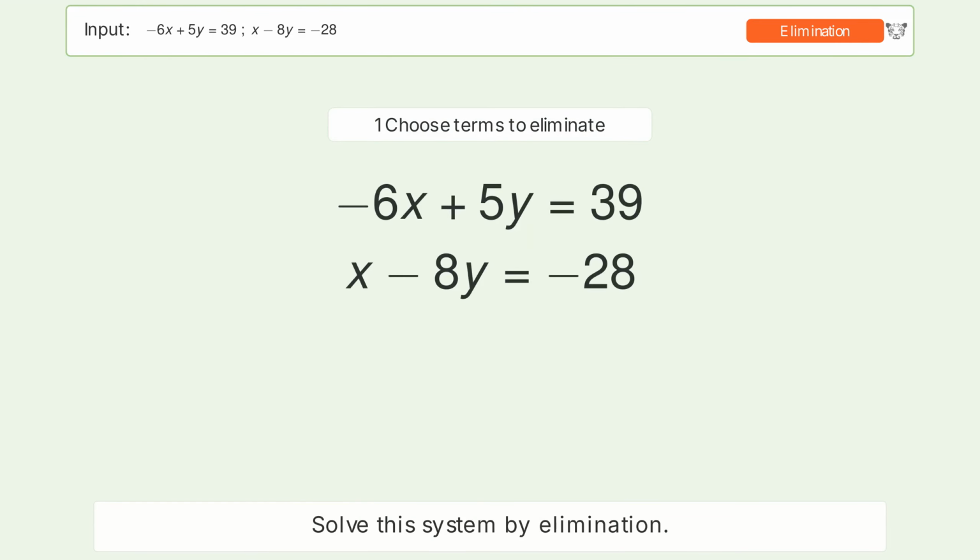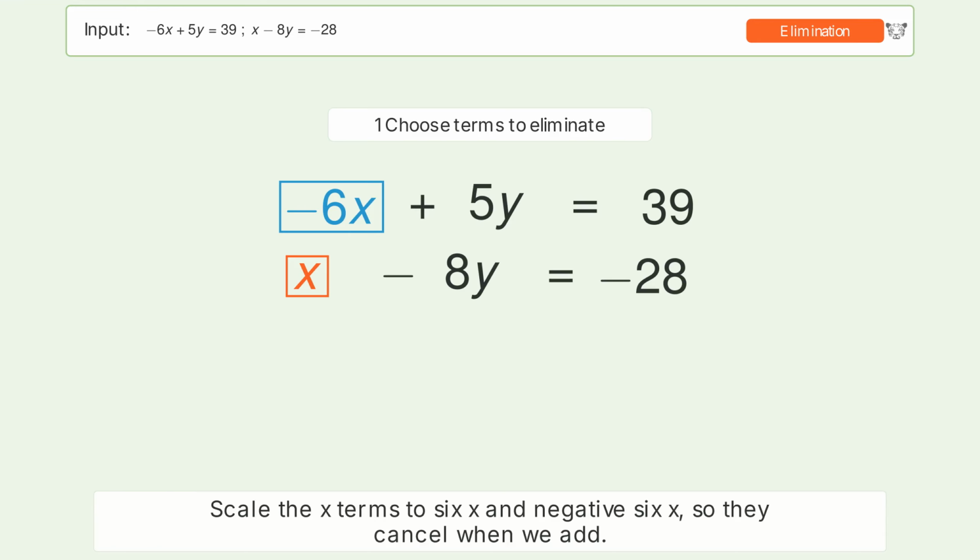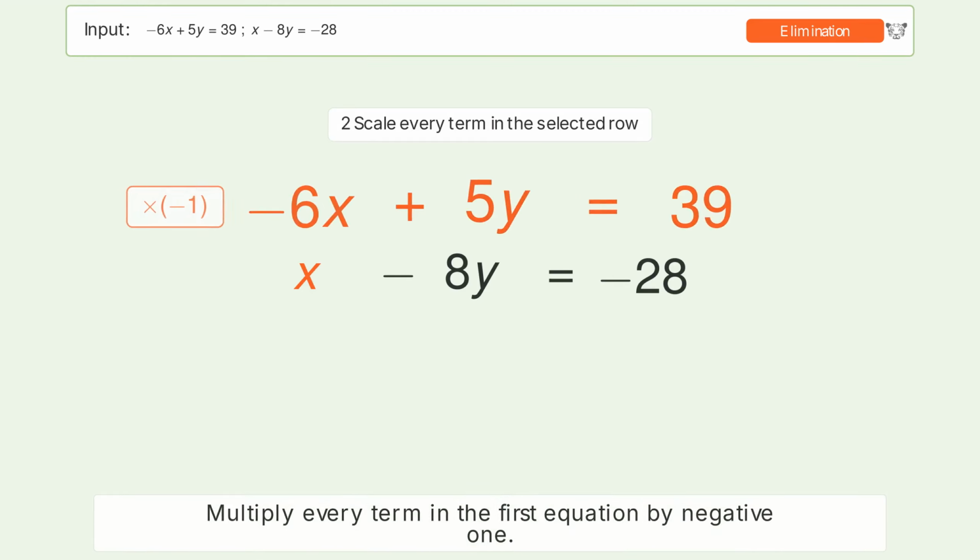Solve this system by elimination. Scale the x terms to 6x and negative 6x, so they cancel when we add. Multiply every term in the first equation by negative 1.